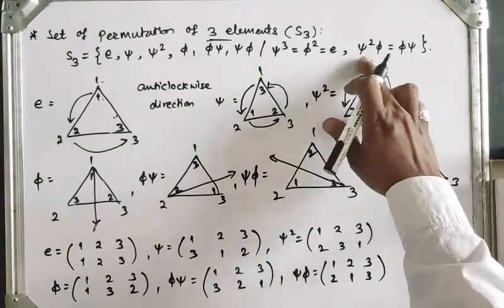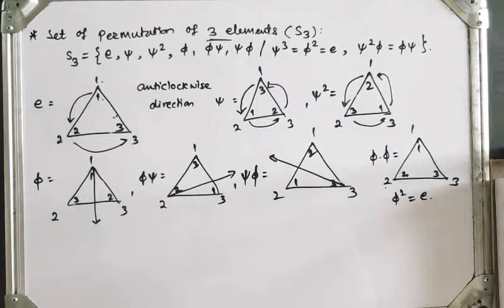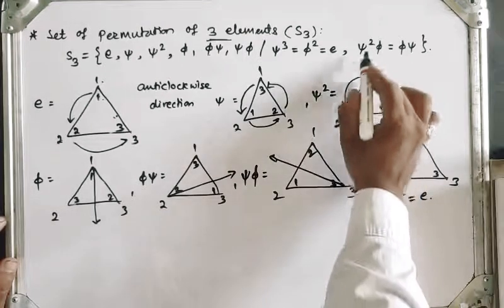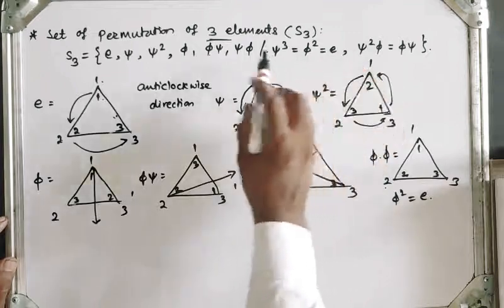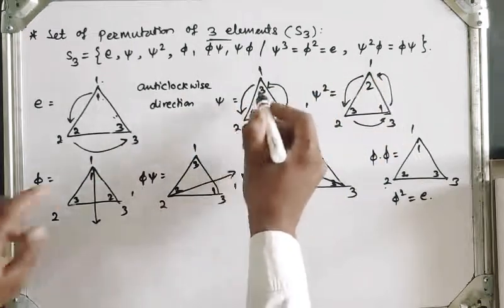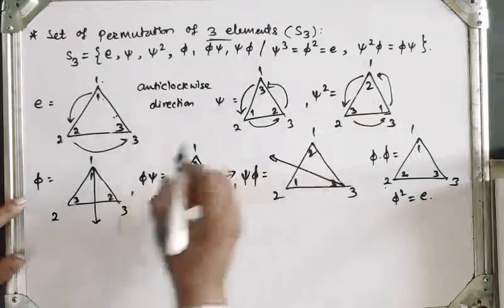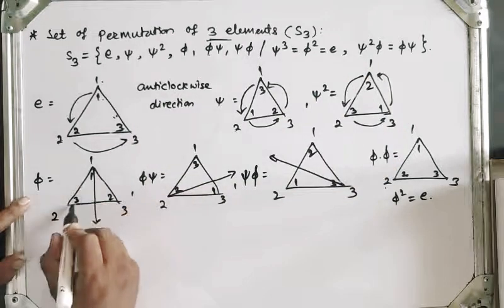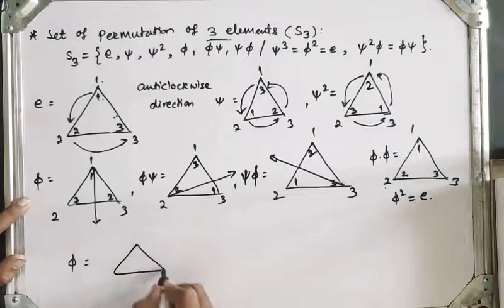Next, what is the property? Psi square phi is equal to phi psi. So we will see this. What is psi? Psi is rotation in the anti-clockwise direction. So I will rotate phi, where phi is 1 3 2.